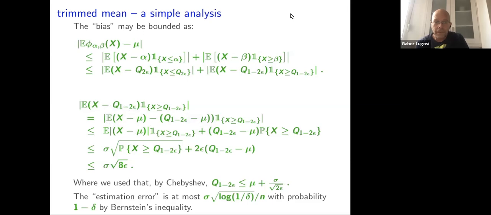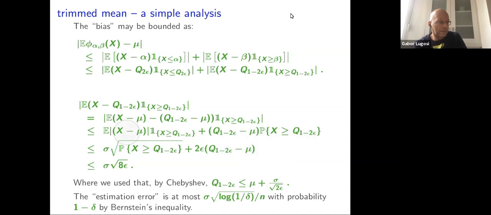And we have these two terms. The first term, we can use Cauchy-Schwarz. And the second term here is just a constant, times the expected value of this indicator, which is just the probability that x is bigger than q1 minus epsilon. Well, q is the quantile, right? So this is just 2 epsilon. So here the second term equals 2 epsilon times the distance between the quantile and mu, right?